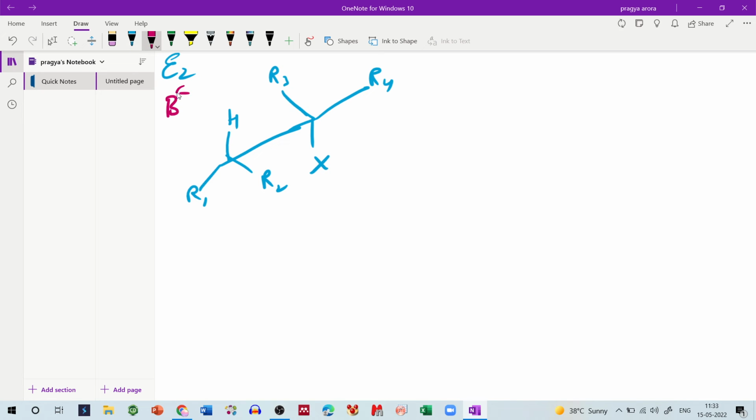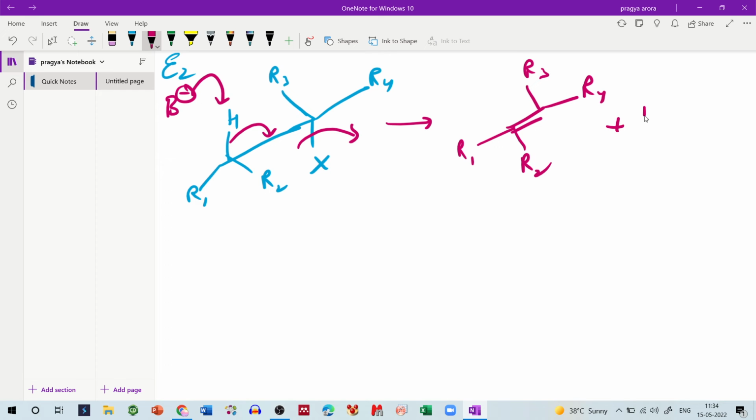A stronger base will come. It will abstract this proton first. The two electrons from here will go and make the double bond, and the X will leave as the electron density of this C-H bond comes over here, leading to the formation of an alkene. So R1 and R2 are here, a double bond is formed, R3 and R4 are here, and the base has abstracted that proton, and X minus is released. So you can see it is a one-step process.